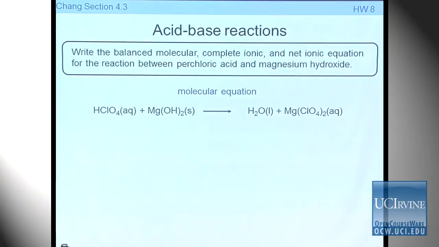There's one problem with this, and that is it's not balanced. Okay, you can see that immediately because I have two. I need two of these perchlorates for magnesium to make it neutral. I only have one here. So I need definitely a 2 there. I put a 2 there, but if I do that, I have an issue with the number of H's that I use. There's 2 here, and there's 2 there, but there's also another 2 there. So I need a 2 in front of the water.